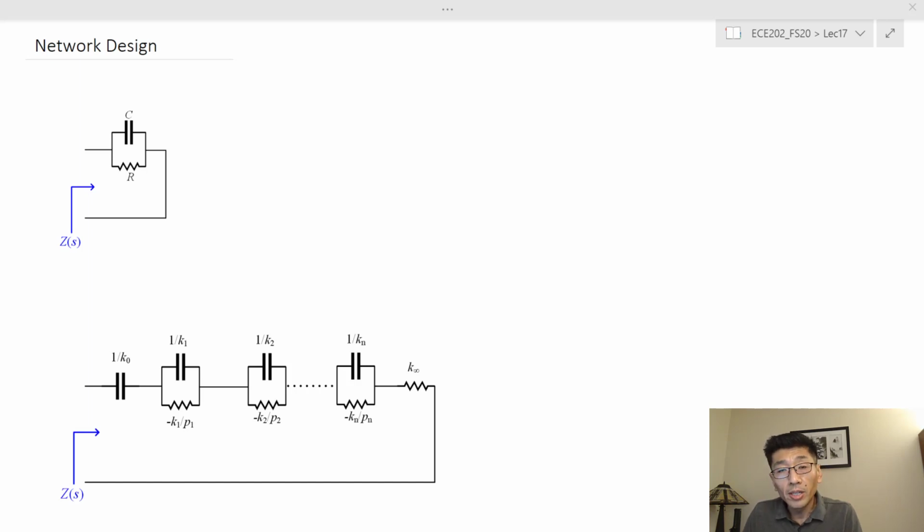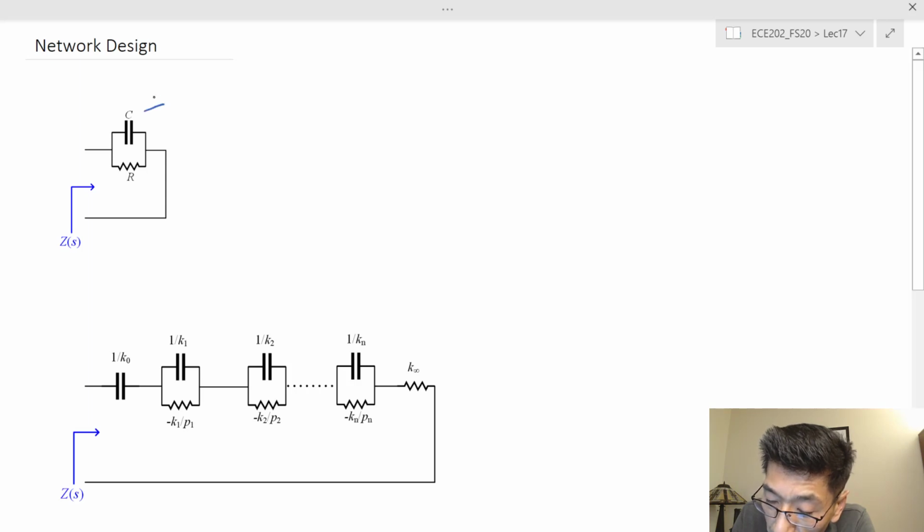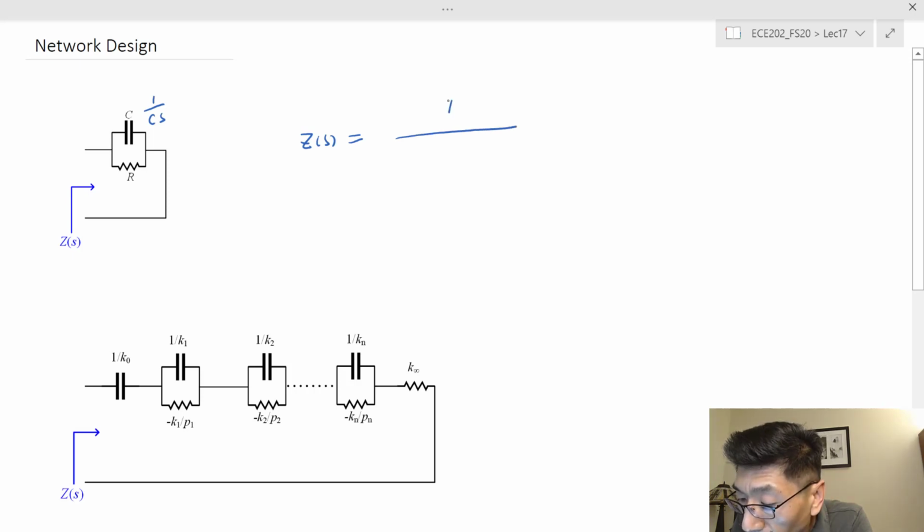We are interested in the Foster network, so we're going to look at the parallel R and C. The impedance for the capacitance C would be 1 over CS, right? Therefore Z(S) for this parallel impedance of the R and the C is going to be equal to 1 over the admittance, 1 over R plus CS.